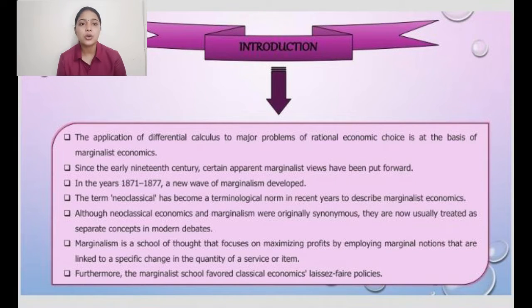Marginalism is a school of thought that focuses on maximizing profit by employing marginal notions that are linked to a specific change in the quantity of a service or item. Furthermore, the marginalist school favors classical economic laissez-faire policies.